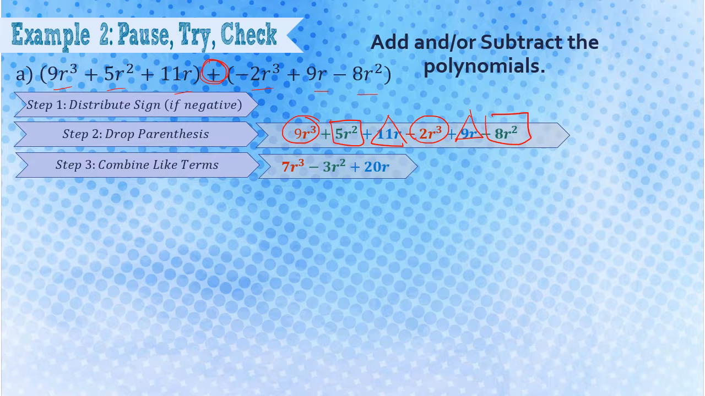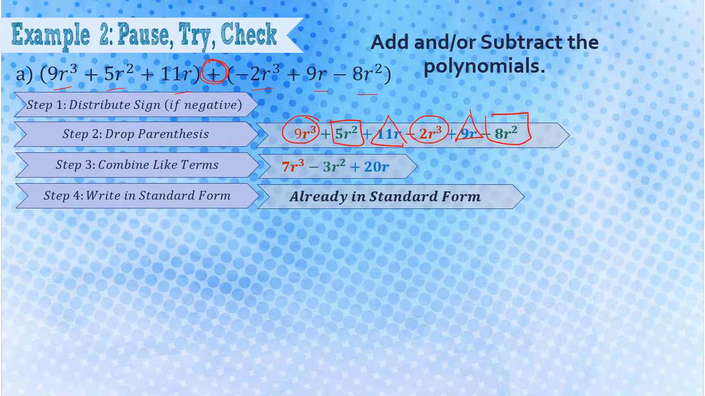This is already written in standard form. Notice I've got my highest degree first, and then it's decreasing. So 3, 2, 1 for my degrees. It's already there. I don't need to rewrite it.